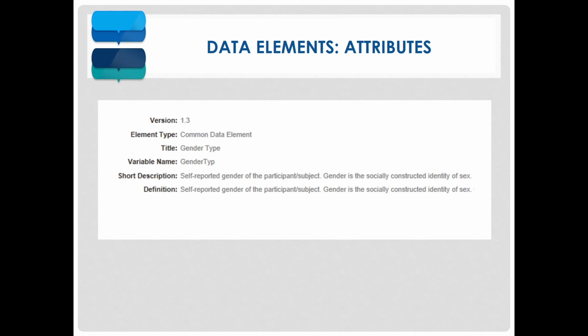Now let's focus more on data elements. Here is the gender type data element pulled up from the FITBIR Dictionary. In the dictionary, there is information about the element version, type, title, variable name, short description, definition, and any relevant notes.